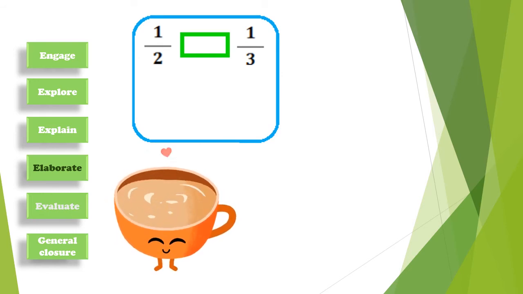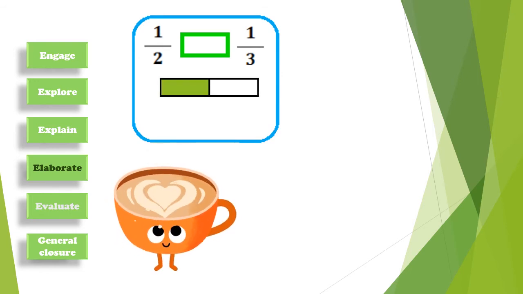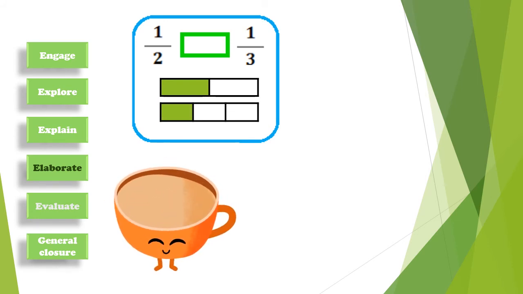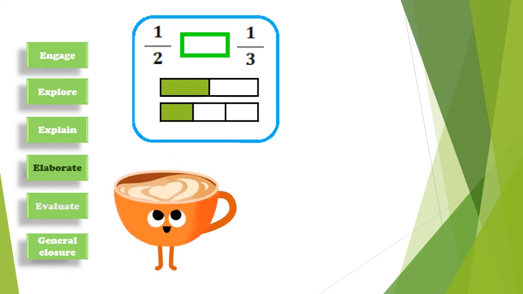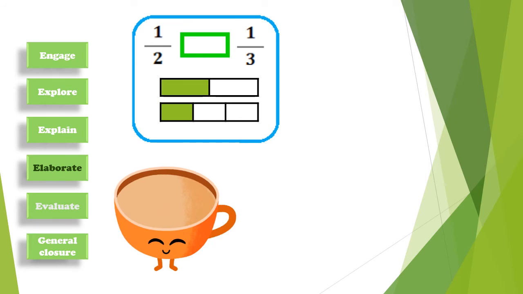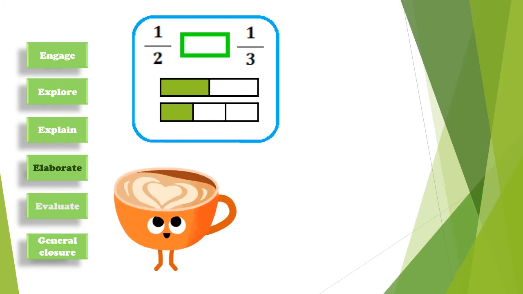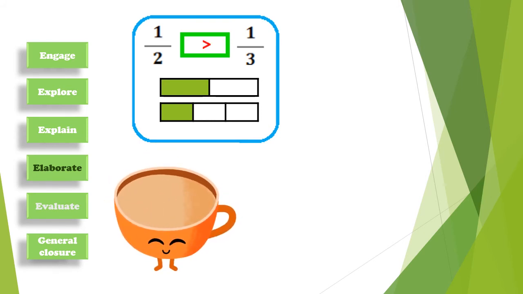Half or third? Which has the biggest shaded part? The half. Also, look at the denominator. I have here 2 and I have here 3. So the smallest denominator, the biggest fraction.